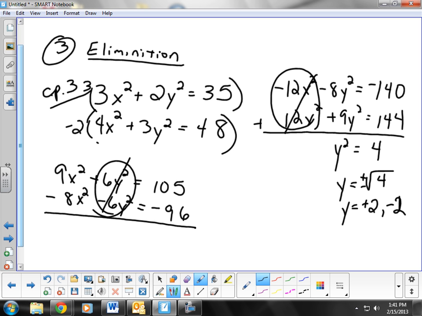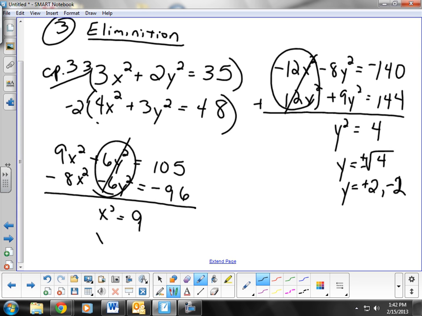So my zero pair this time is the y. So I get x squared is equal to, what is that equal to? Did I mess up? Yeah, minus 6y. 3 times 35 is 105, and 2 times 48 is 96. Okay, so 105 minus 96 is what? 9? Okay, I was thinking it was 19. I forgot to carry. All right, so x squared is equal to 9, so x is plus and minus the square root of 9, which is plus or minus 3.